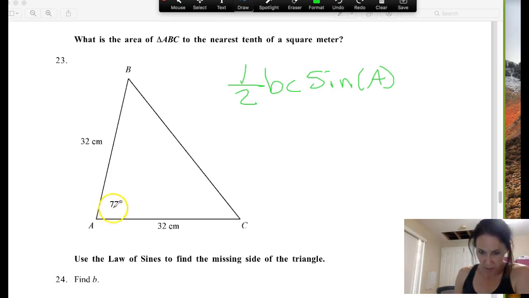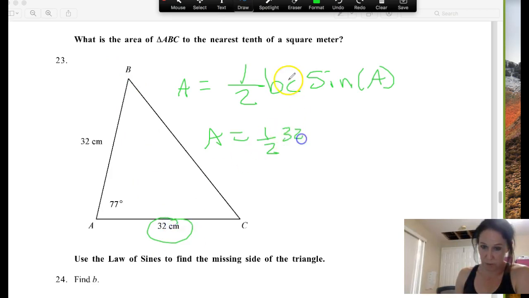Now, this particular formula, we happen to have angle A. If you had angle B here, this would be AC. If you had angle C here, this would be AB. So it depends on what angle you have. So just plug in your numbers. The area is 1/2. Side B would be opposite angle B, so 1/2 32. Side C would be opposite angle C, so that's also 32, times the sine of angle A, which is 77.